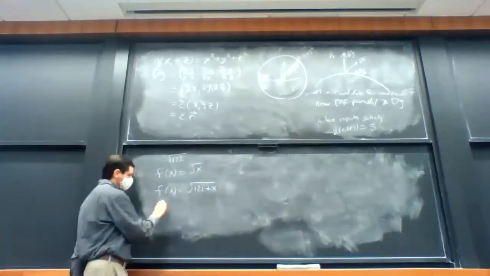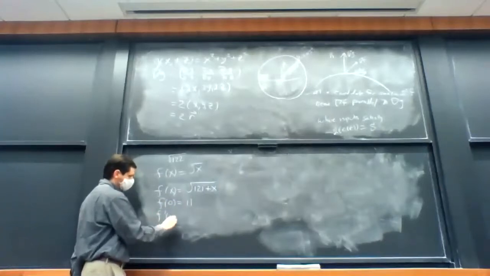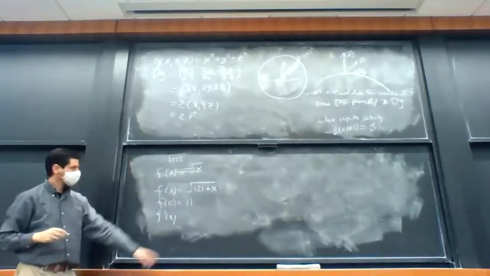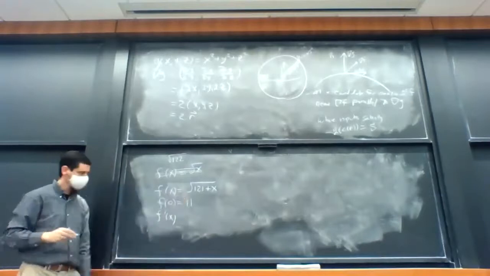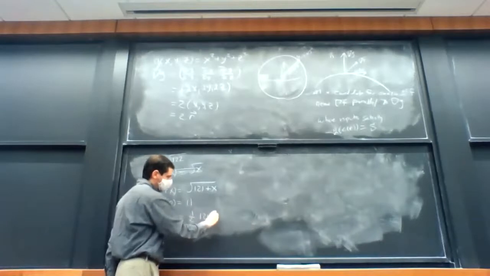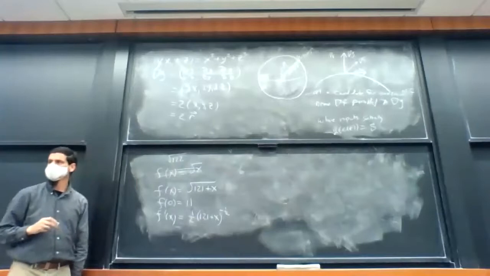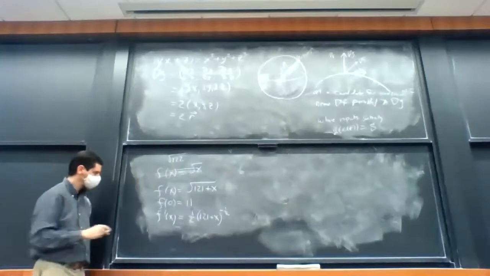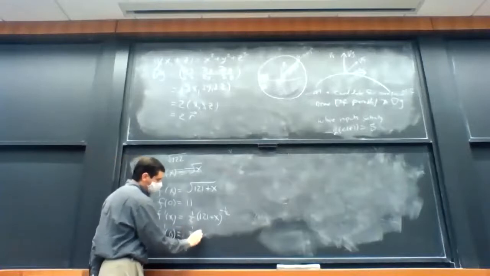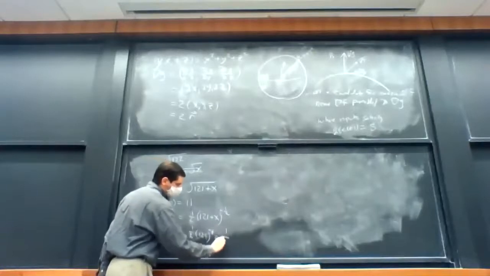What I can do is f of 0 is equal to 11. What's f prime of x? So I have 121 plus x to the 1/2. This is going to be 1/2 times 121 plus x to the negative 1/2. Right? Just taking the derivative using the power rule. What's f prime of 0? This is going to be 1/2 times 121 to the negative 1/2. That's 1/22.